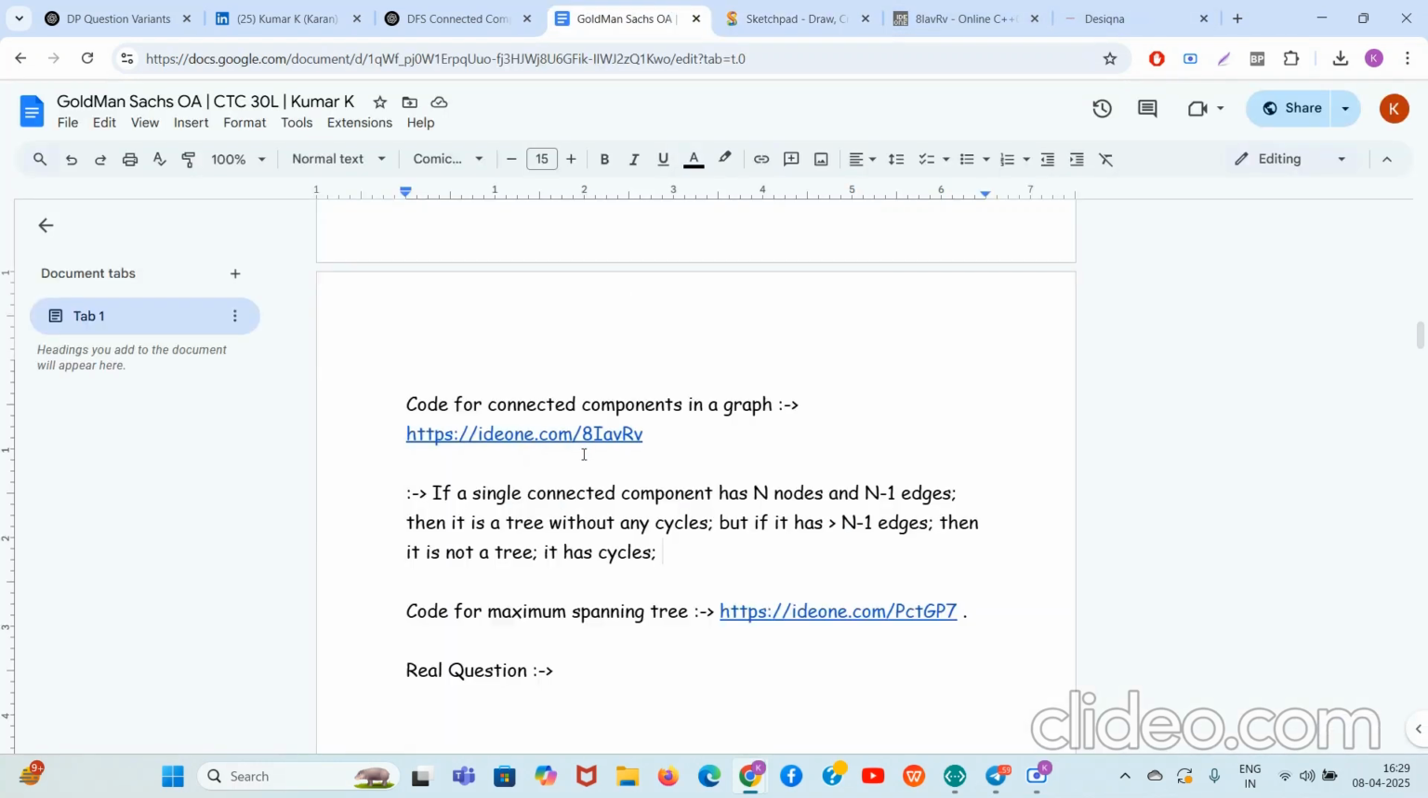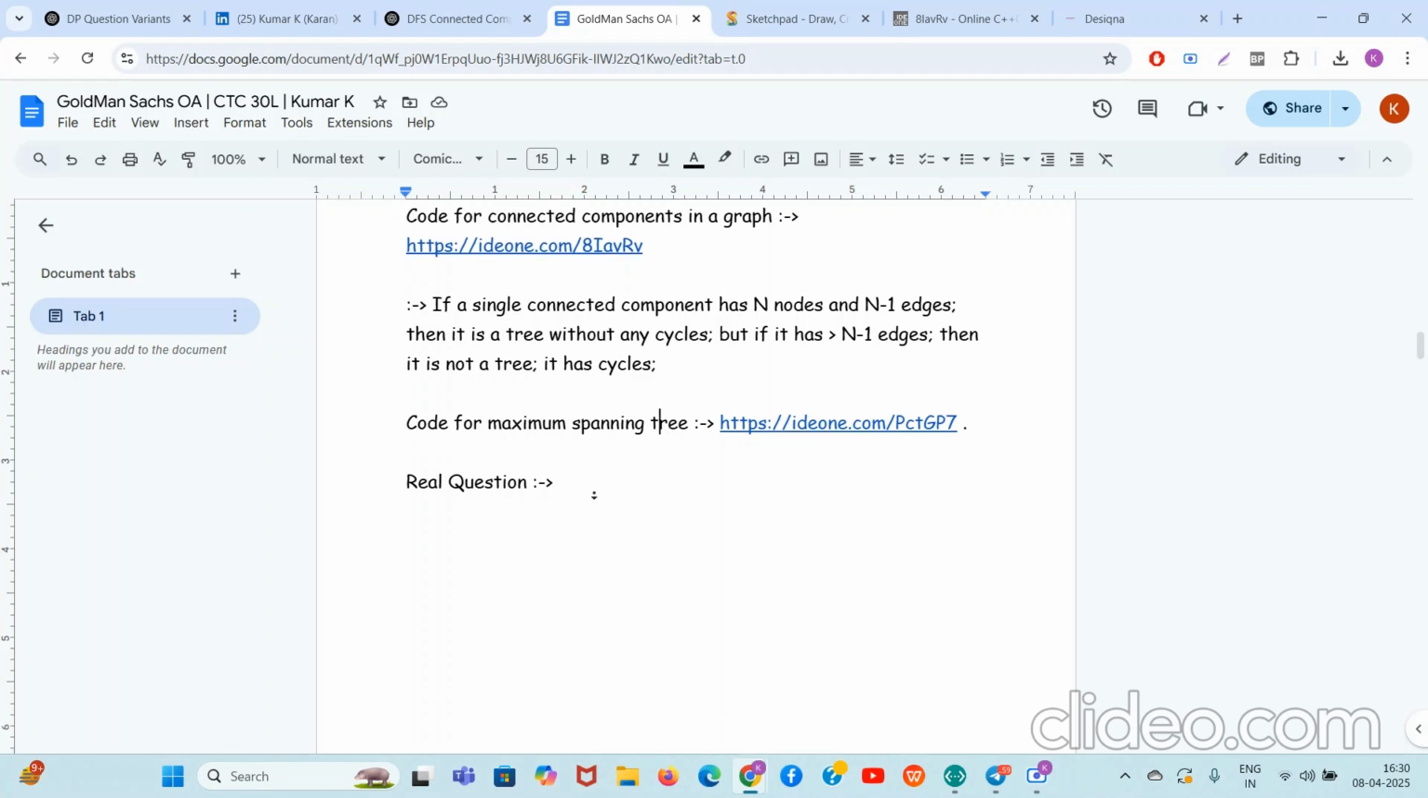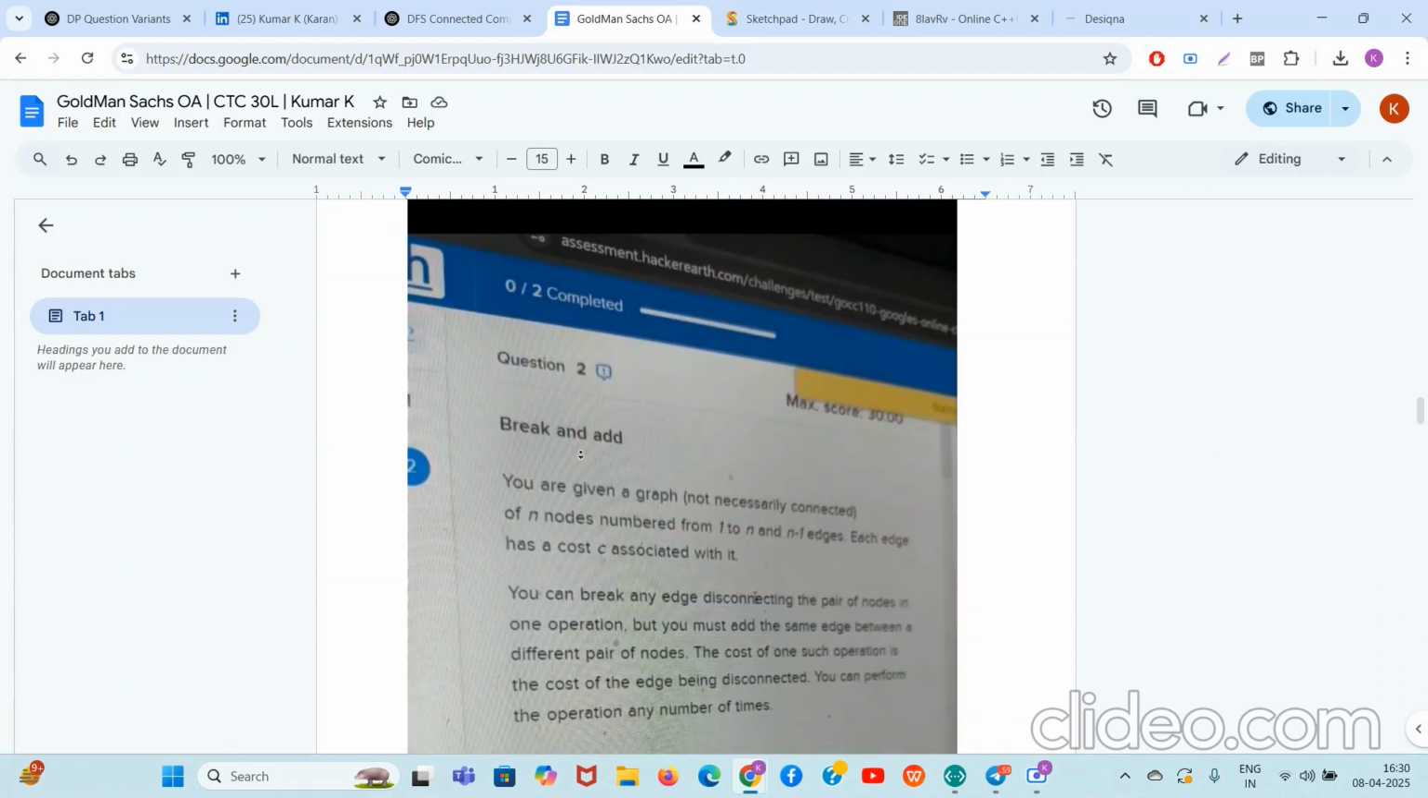So hopefully you understood that this is the concept of connected components and the maximum spanning tree. Now, Ram Ram. God is very important. Ram Ram. So now let's go to the real question. So guys, Break and Add.